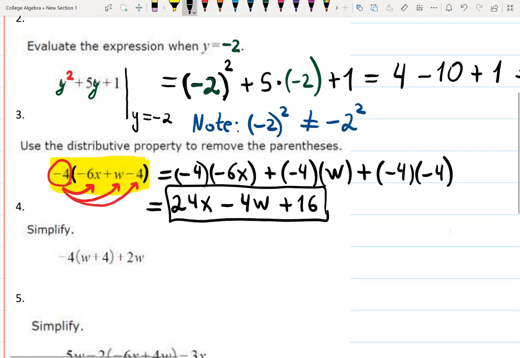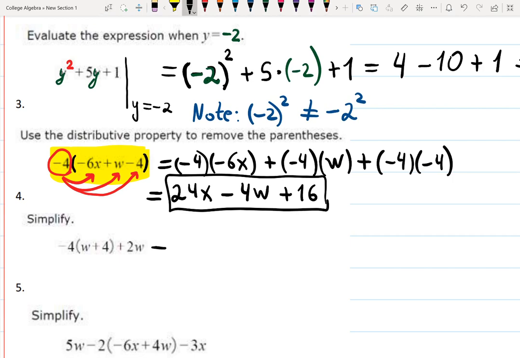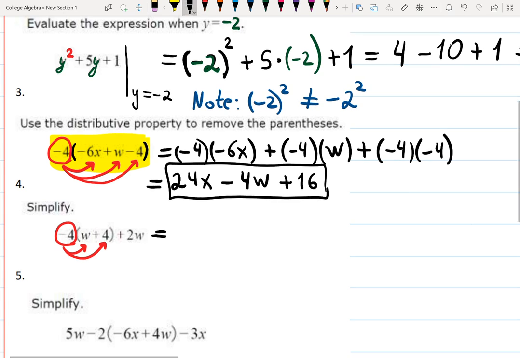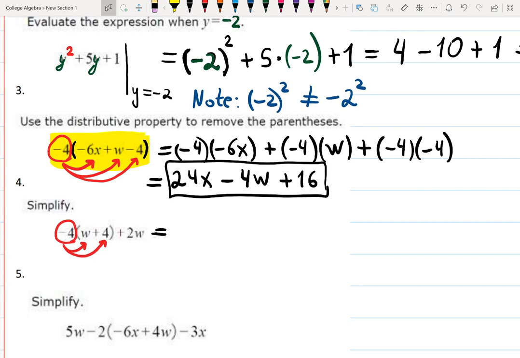Not too bad. One more example, they ask us to simplify. To simplify here, I will distribute first. That means I will take this negative 4 and multiply it by each term inside of the parentheses, by w and 4. And then find terms I can add up together. Minus 4 times w becomes minus 4w. Minus 4 times 4 is minus 16.